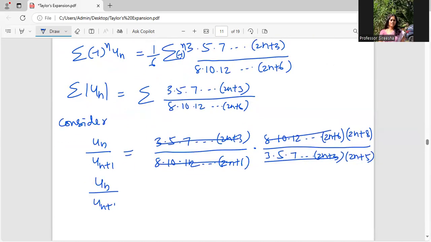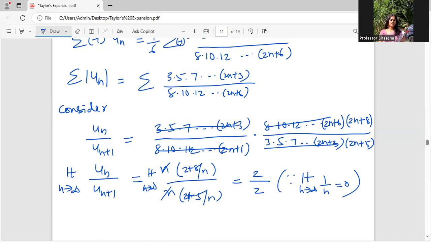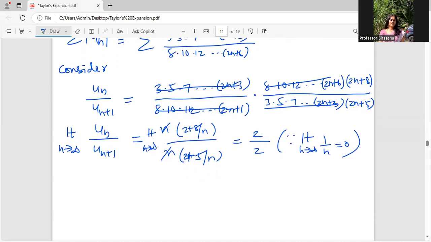As n tends to infinity, I'll consider without loss of generality. So I'll be having what? n into 2n plus 8 by n into 2 plus 5 by n. Okay. So as n tends to infinity, first I'll cancel off these n's. Then as n tends to infinity, I'll be having 2 by 2, since limit n tending to infinity, 1 by n would be 0, or 5 by n would be 0. Okay. So what has happened for the absolute series? D'Alembert's test failed. So I'll be going with Raabe's test.